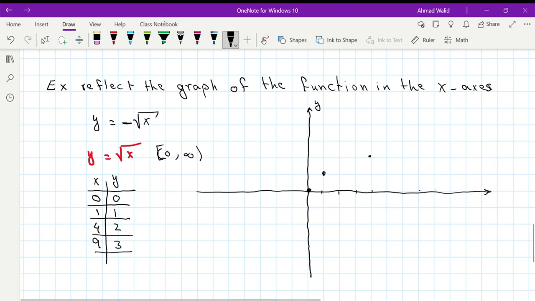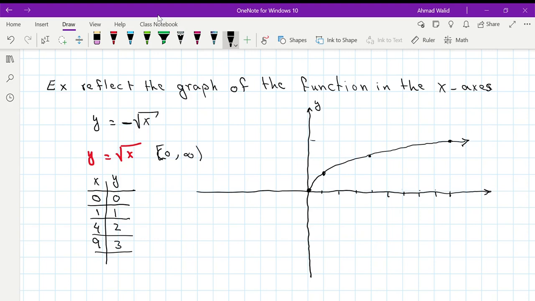Let me change it to pen. Here, 5, 6, 7, 8, 9, 9 and 3, correct? Which will be this point. And if I want to graph this function, it is like this, right? We already know the graph of y equals square root of x, which is such a function.